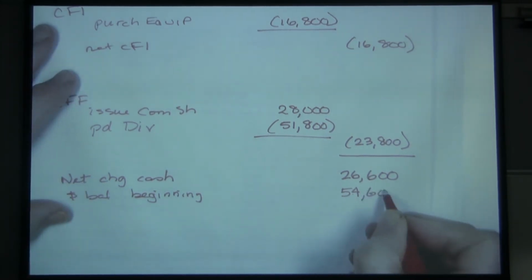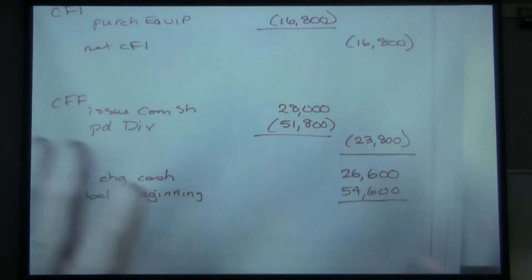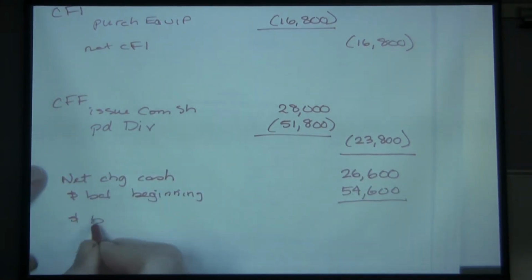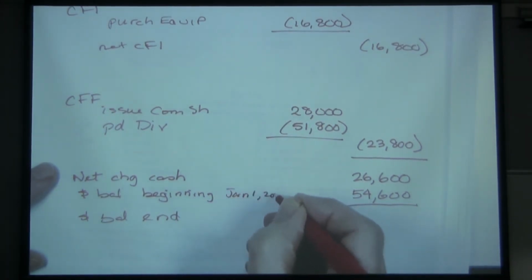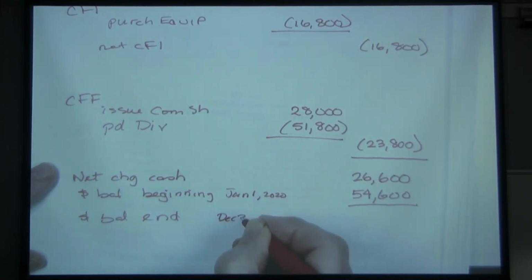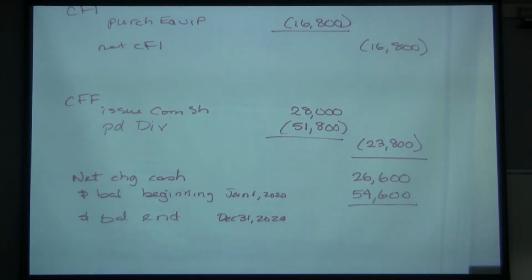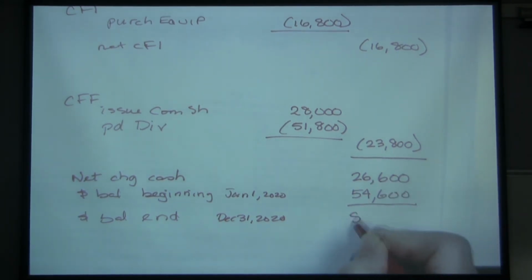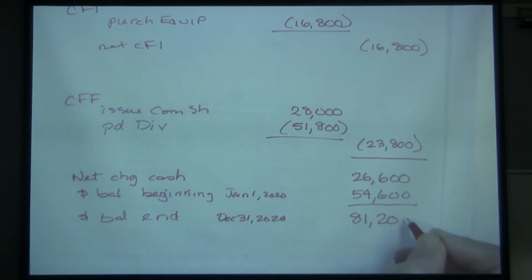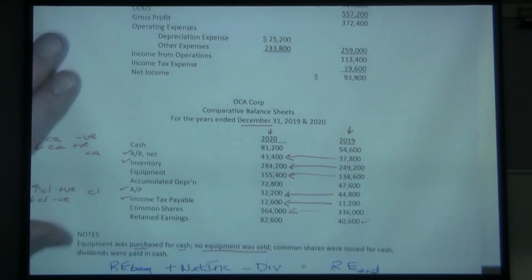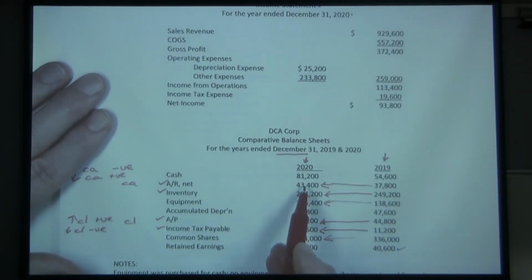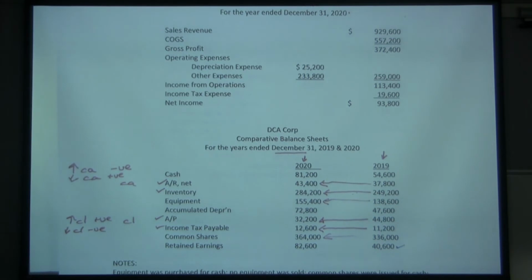54,600. And this is to check to make sure we've done everything right. So our cash balance at the end, so I'm just going to write down, this would be January 1st, 2020. This would be December 31st, 2020. You don't have to write that, I just wanted to illustrate. So we add these together. When we add them together, we get 81,200. So is that right? We go back to our comparative balance sheet, and yes, it is 81,200.